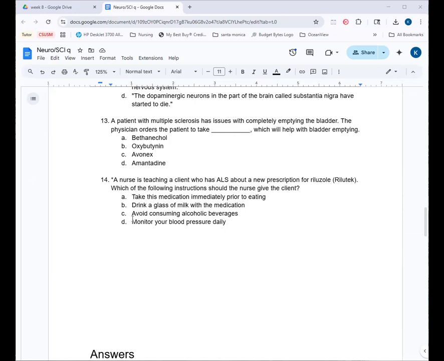Yeah, the answer for this one was supposed to be C, but I'm double checking. I'm pretty sure it's supposed to be with food, which technically, I guess, immediately prior to eating, sure. But I'm going to double check myself real quick on that one, so I don't tell you guys the wrong thing. But it's not to administer on an empty stomach. Okay, so please don't give it immediately prior to eating then.